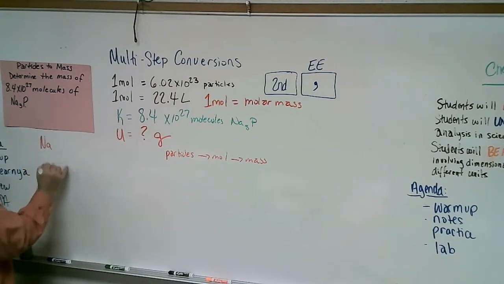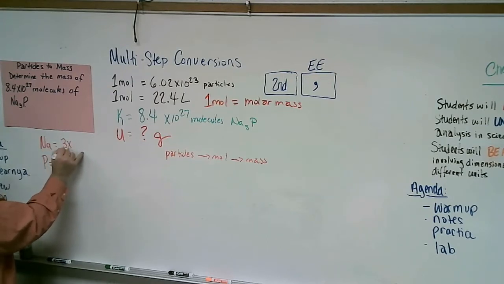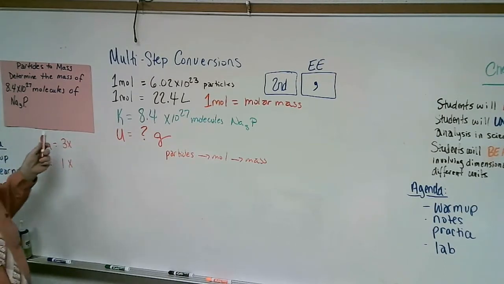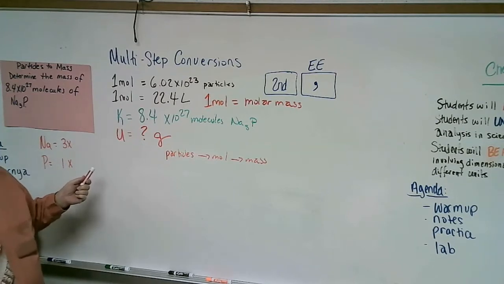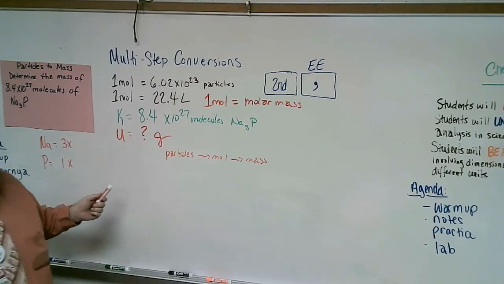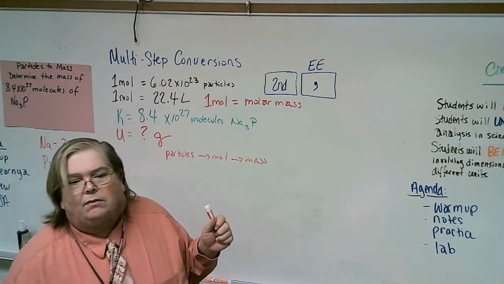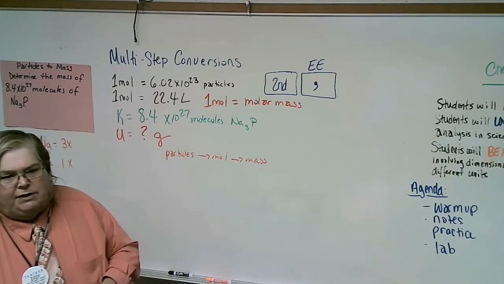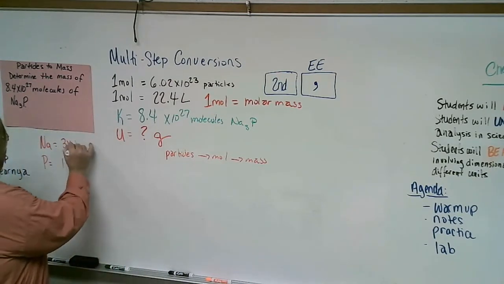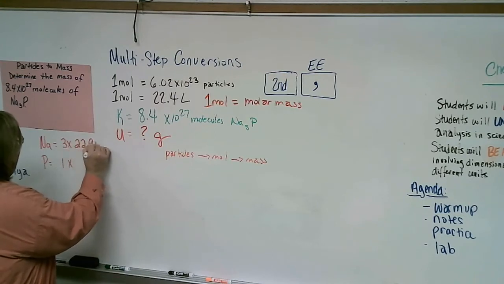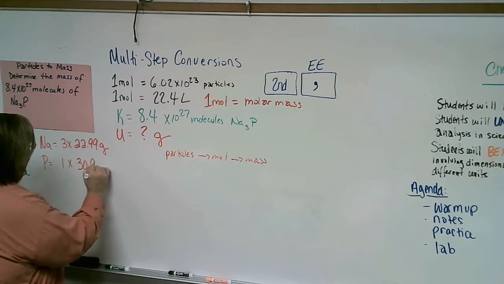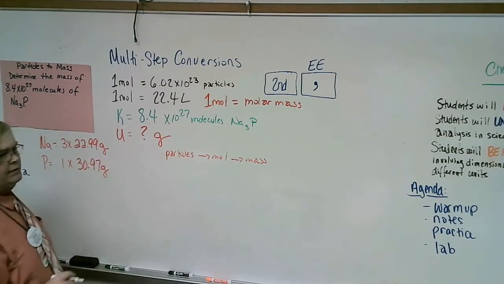So let's break down what we have. We have sodium and we have phosphorus, but we have 3 sodiums and we only have 1 phosphorus. Now we need to look up and figure out the molar mass. On the periodic table, sodium is 22.99 grams and phosphorus is 30.97 grams.